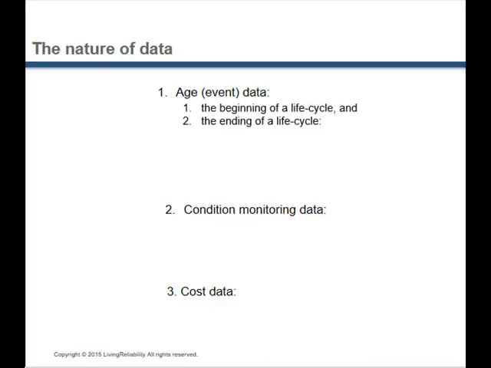Age or life data has two important facets: the beginning of a life cycle of some part or grouping of parts, and the ending of that life. For the purposes of reliability analysis, we need an accurate record of the equipment's age at the moment these two events occur. There are two ways that a life can end: by failure or by suspension. Failure is self-explanatory, but what do we mean by a suspension?